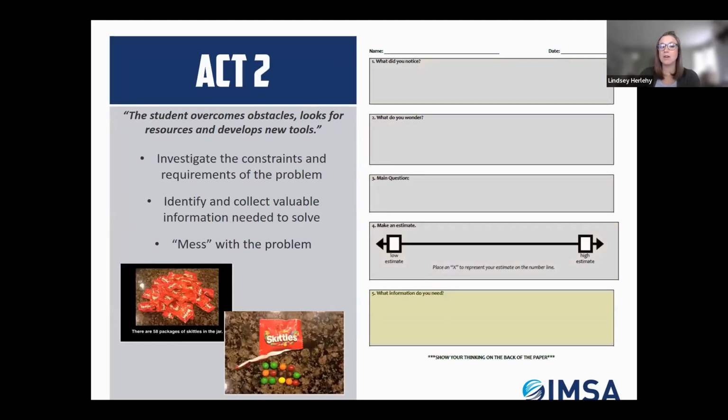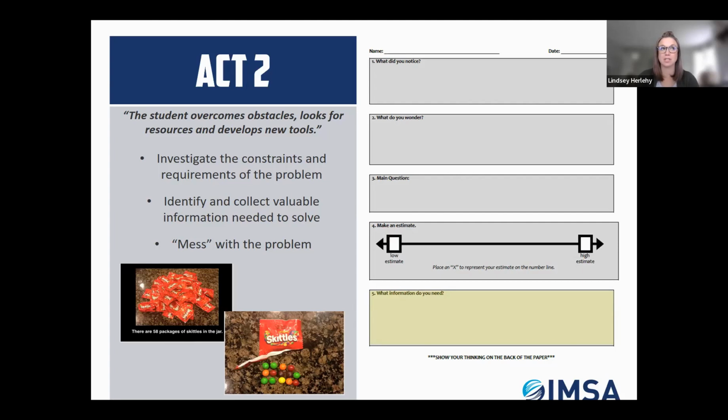In Act 2, now the goal is for students to consider what they need. So again, when we look at that traditional worksheet, 9 times out of 10, the information that you need is included in there somewhere. We want students to ask questions to get what they need.